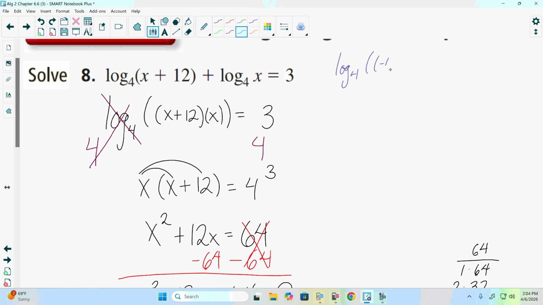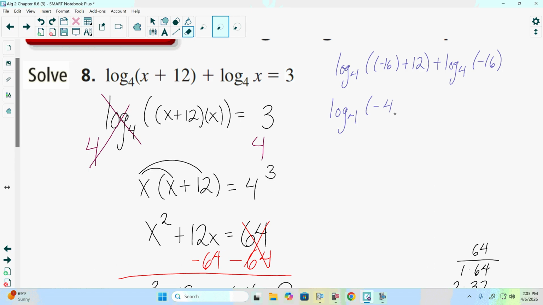Log base 4 of negative 16 plus 12, plus log base 4 of negative 16. Well, we know this isn't going to work, because that second one, log base 4 of negative 16, simplified as it gets, has a negative inside that log. If we simplified it all the way out before we start evaluating the logs, we'd get log base 4 of negative 4. Can't take the log of a negative number. Same with log base 4 of negative 16. So it doesn't work.